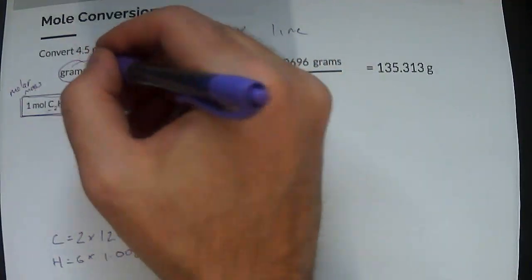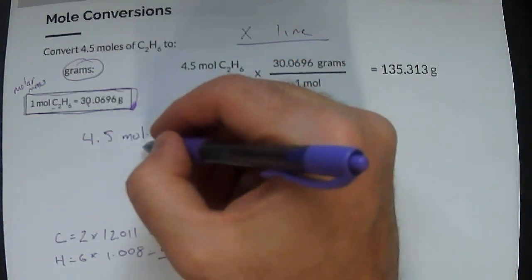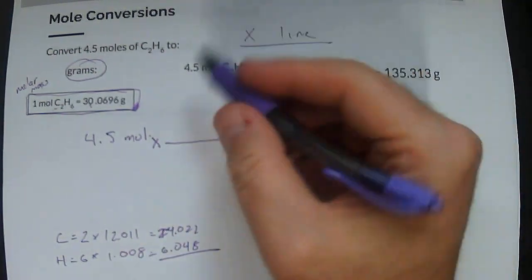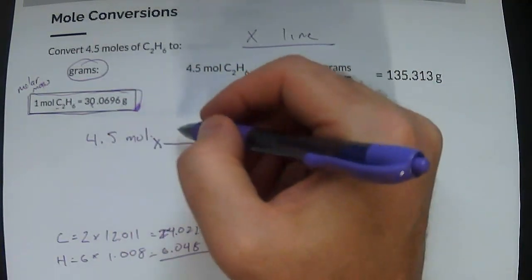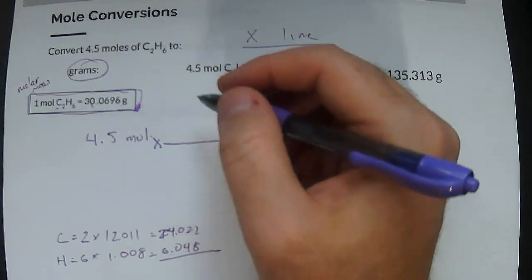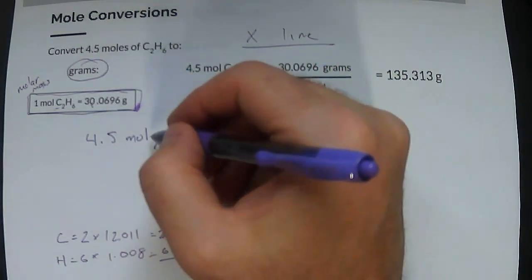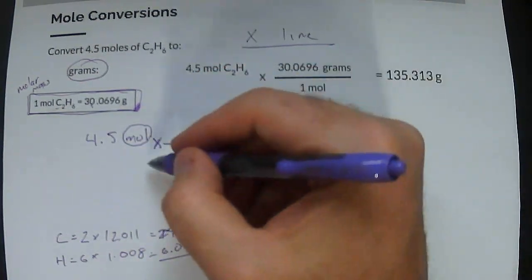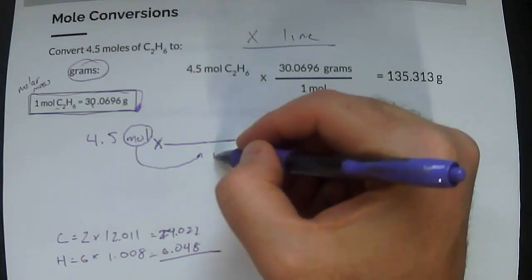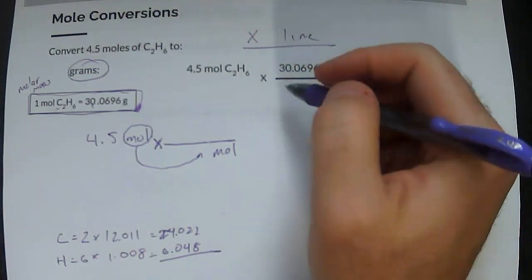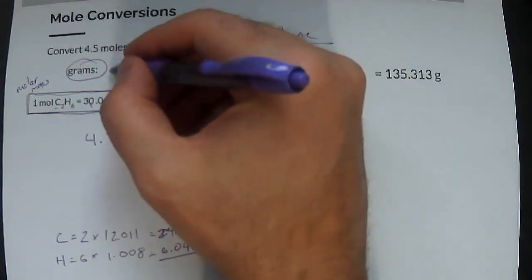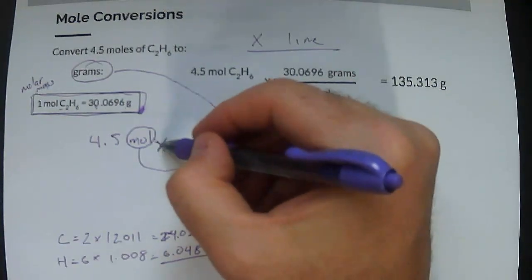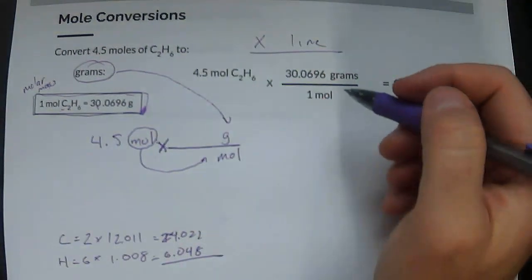So here's what we're going to do. We're going to write the number that we start with, and then we're going to write X line. Okay, that's the way this works. We're going to set up a multiplication problem. In order to set this up correctly, we're going to take the unit that we are given in the problem, and we're going to repeat it down here, moles. And then we're going to take the unit that we're trying to go to, which is grams, and we're going to put that on the top. So when we X-line, we're setting up our problem.